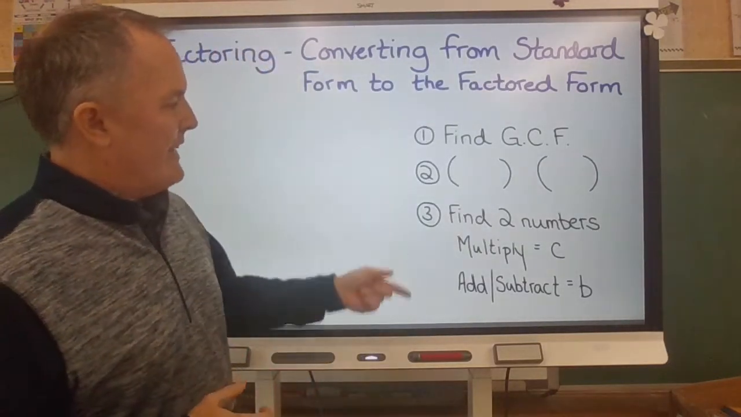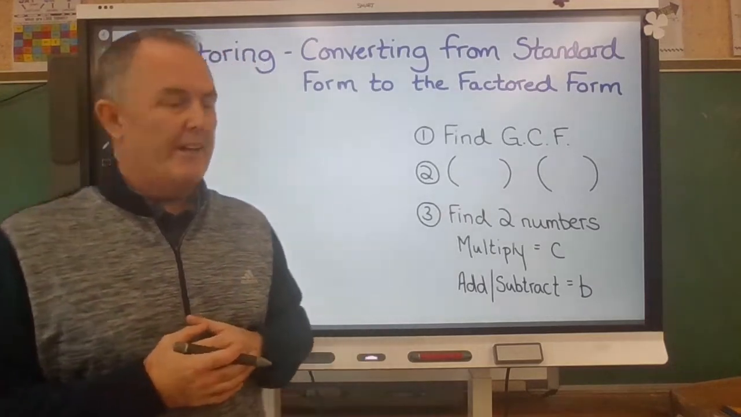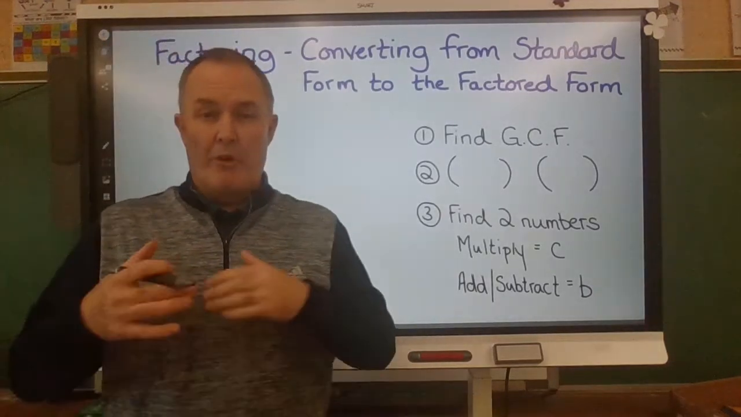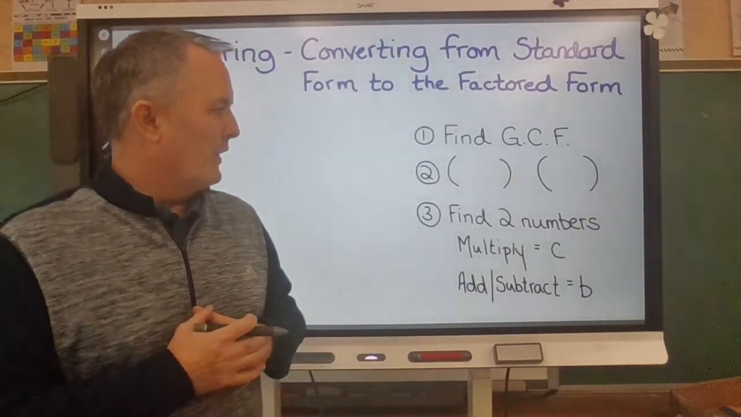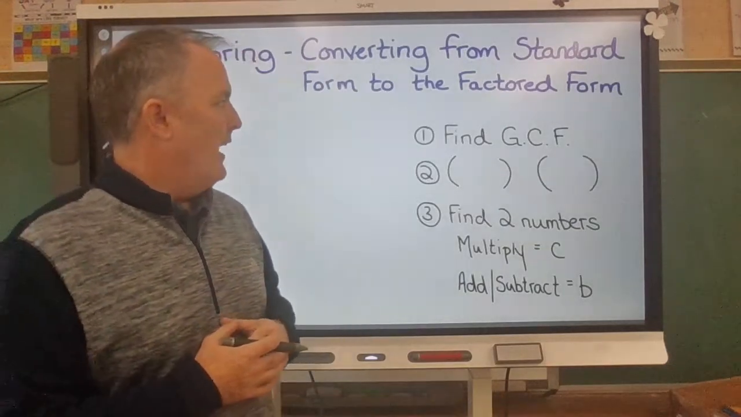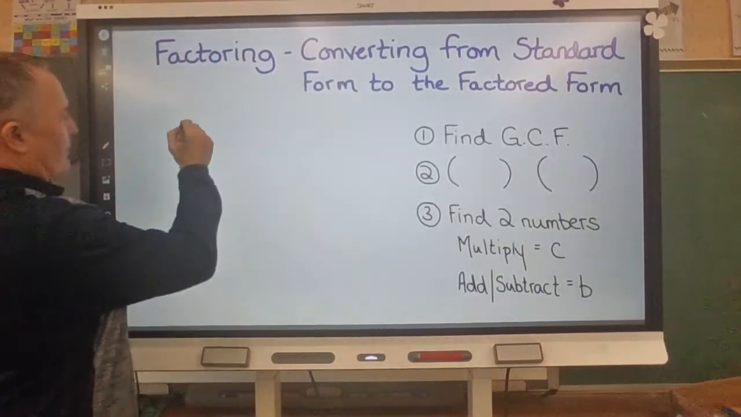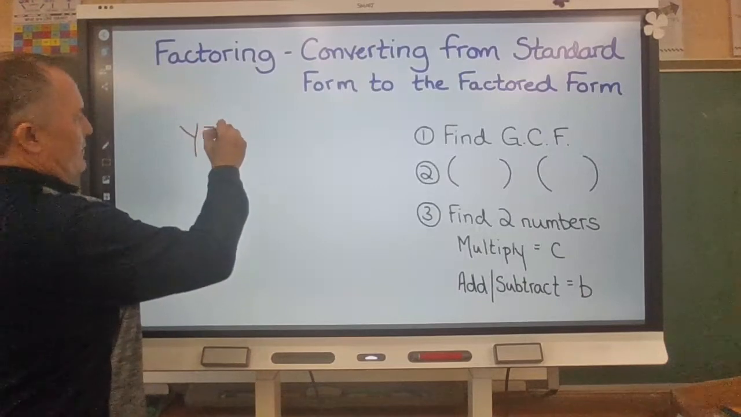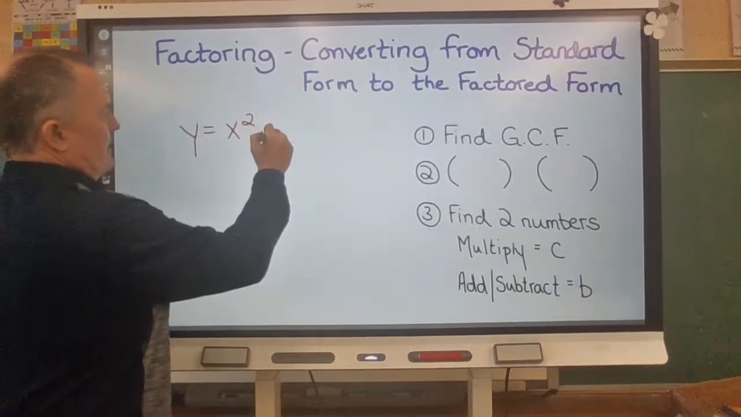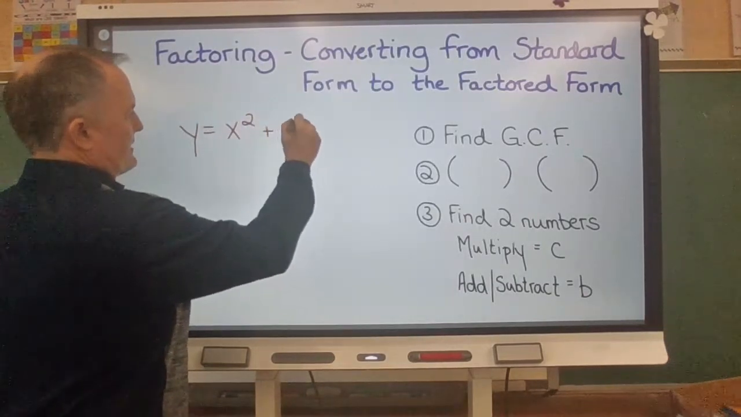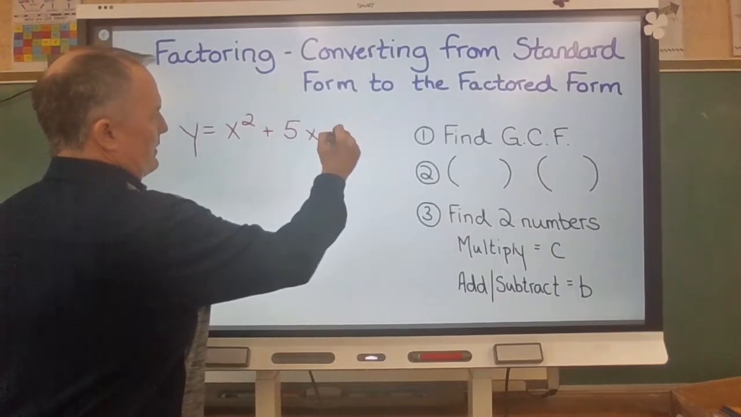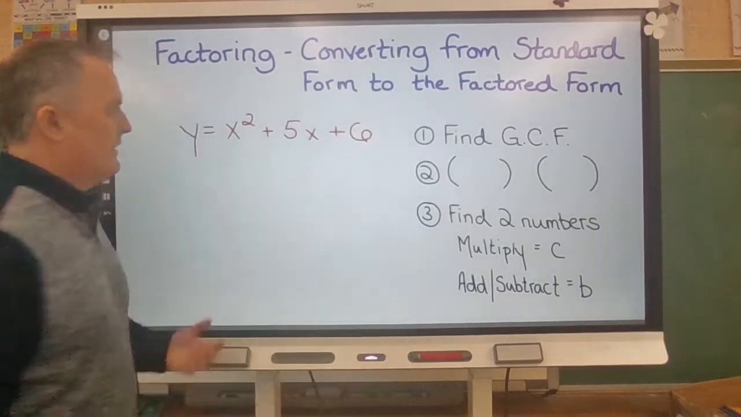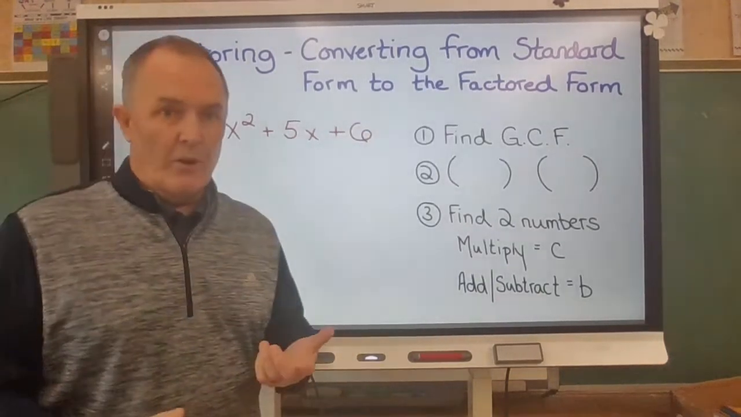These are the three different steps we're going to use for basic factoring today. We'll make another video on more advanced factoring shortly and post that as well. So let's start off with the very first problem. Y equals x squared plus 5x plus 6. All right, so here we have our standard form.